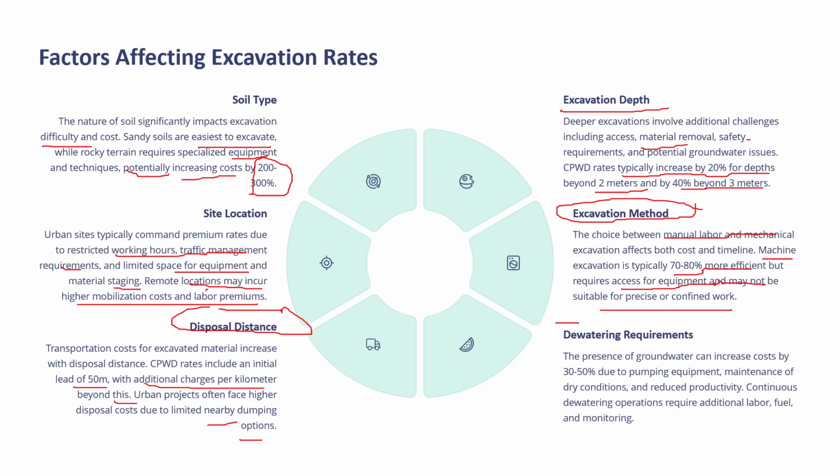And then if there are dewatering requirements, the presence of groundwater can increase the cost by 30 to 50% due to pumping equipment, maintenance of dry conditions, and reduced productivity. Continuous dewatering operations require additional labor, fuel, and monitoring.